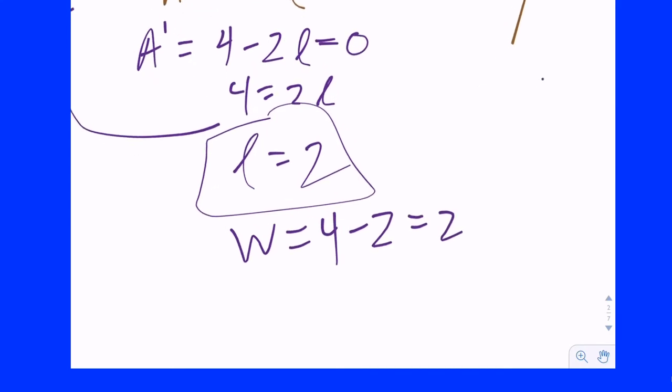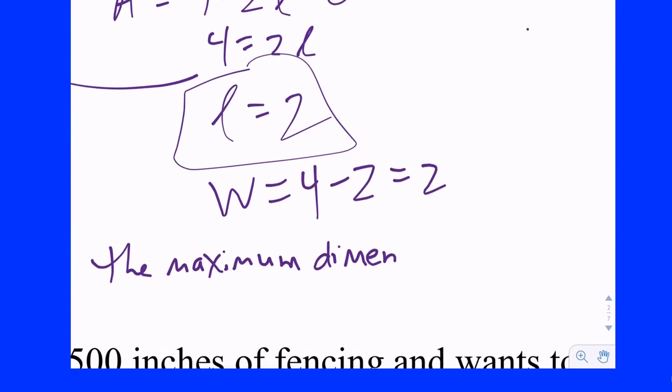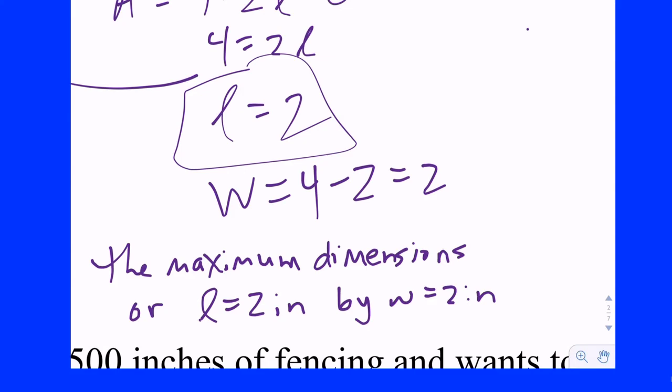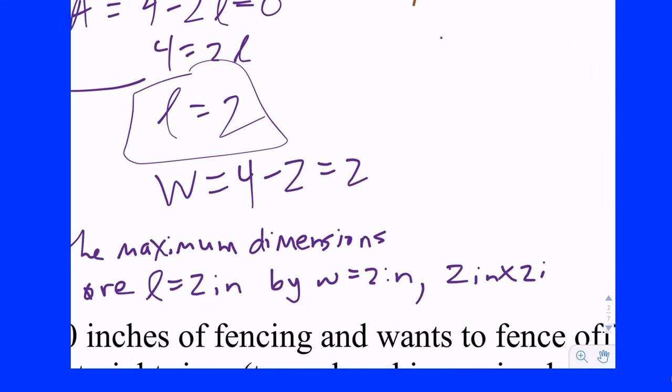So you would say, let's go ahead and write the sentence. The maximum dimensions, or the dimensions of the rectangle whose area is a maximum. You could write all that. The maximum dimensions is fine. Are L equals 2 inches. Make sure you put units by W equals 2 inches. Now, in this case, because they were the same, you could just say 2 inches by 2 inches, because then there would be no ambiguity as to which one's which.